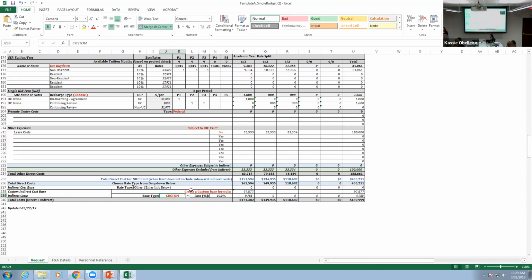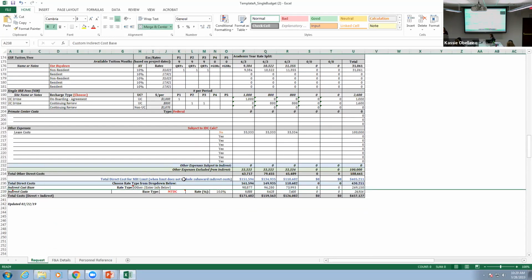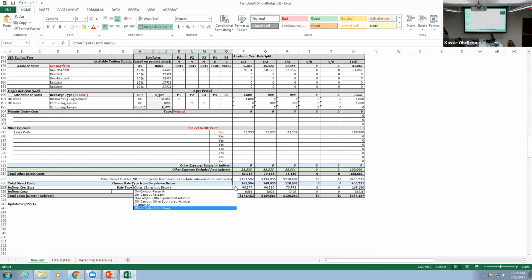Now, if you are using this and you want to go back to our rates, you need to change it to something else, so it doesn't continue to calculate on that. And then you can hide this again and go back to using our usual rates.